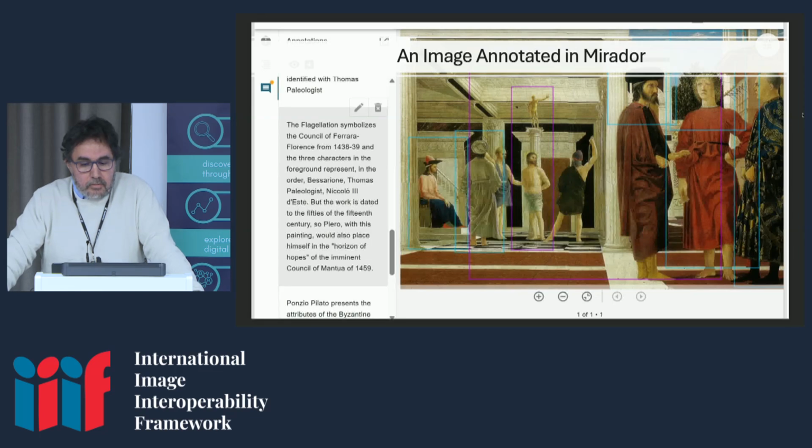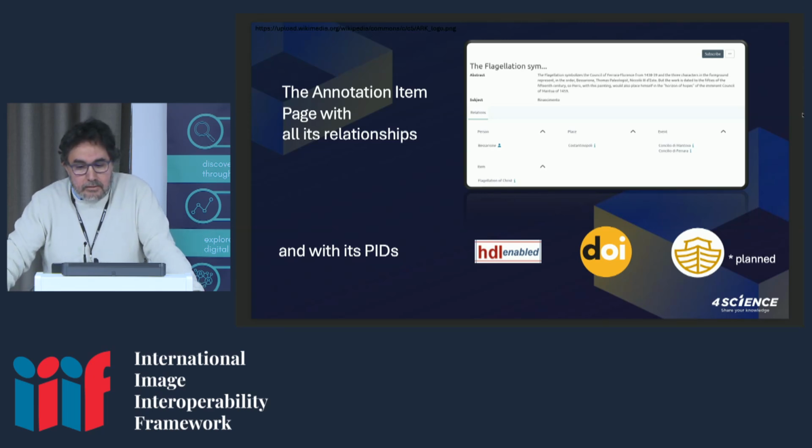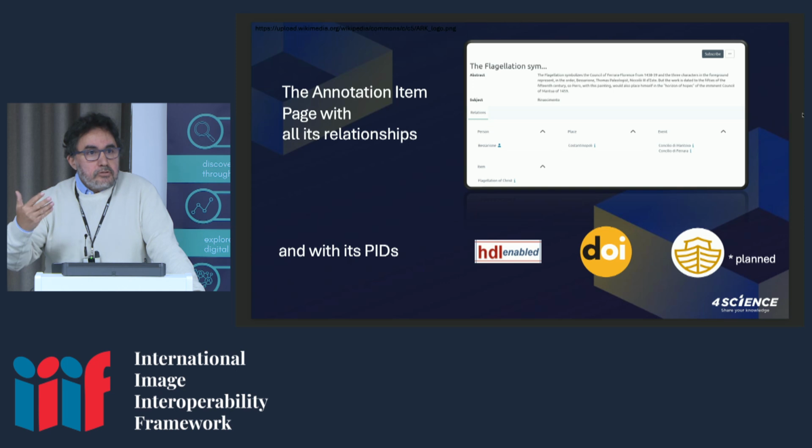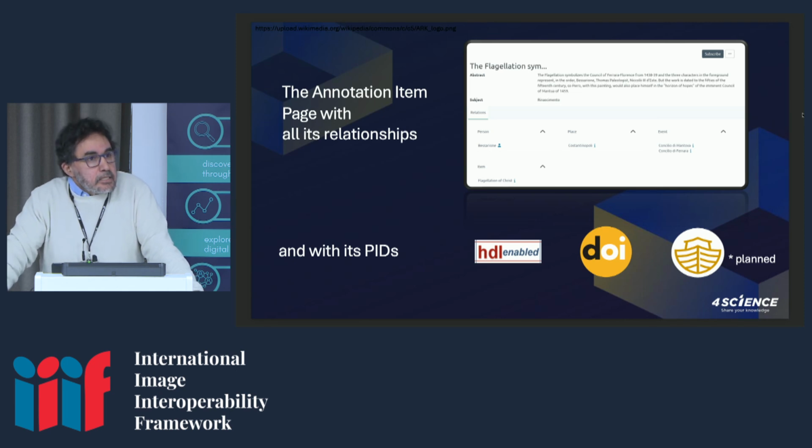Here, starting from an image annotated with Mirador, we see that the annotation item record is created, where the annotation is saved as an abstract, and you can enrich this annotation by adding the subject or whatever other metadata you would like to add. And you can see that the annotation is related with a person, with a place, with two events, and so on. And as a DSpace item, the annotation can be provided with a persistent identifier, which is fundamental for preserving annotations in the long term.